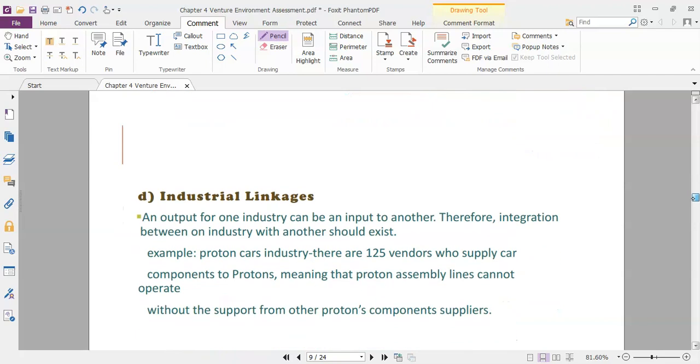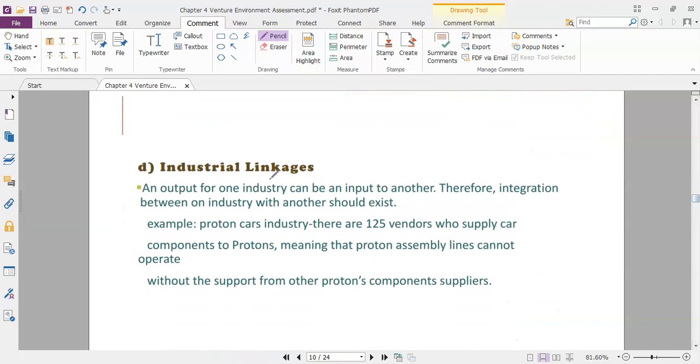And then the industrial linkage. An output for an industry can be an input to another. Therefore, integration between an industry and another should be, for example, Proton car industry, there are 1 to 5 vendors who supply car components to Proton, meaning that the Proton assembly line cannot operate without the support from the component supply.